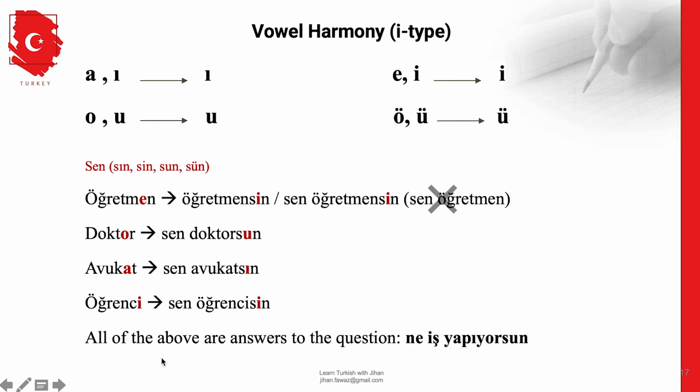And again, all of the above are answers to the question ne iş yapıyorsun? And if you notice here, look, yapıyorsun. It ends with an o. I use sun. Ne iş yapıyorsun?